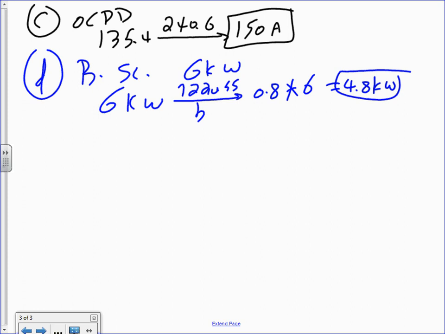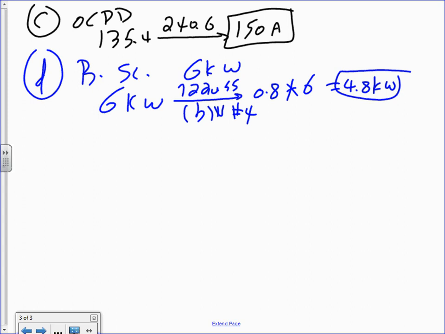Thank you. Let's write the note here. Under B, this is note number 4, way at the bottom. Note number 4, guys, tells you to apply the table to branch circuit of ranges. If you reach this point, the rest is history.